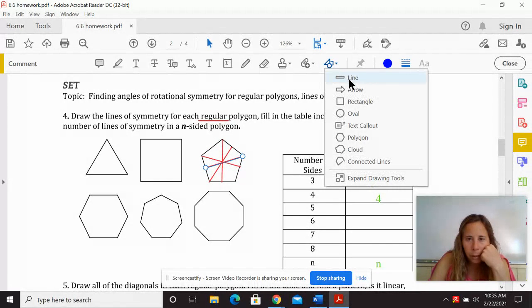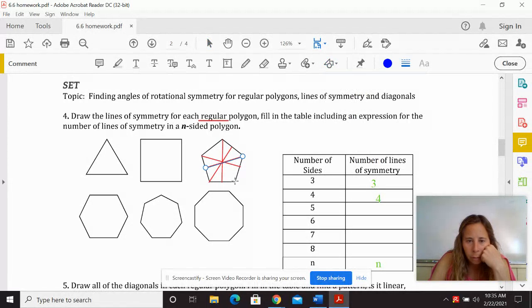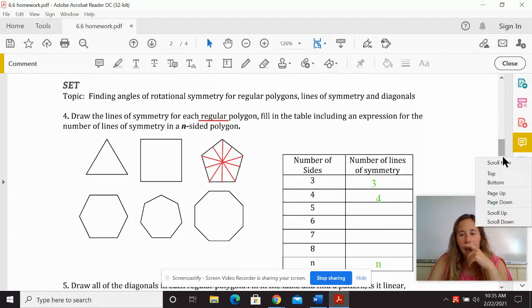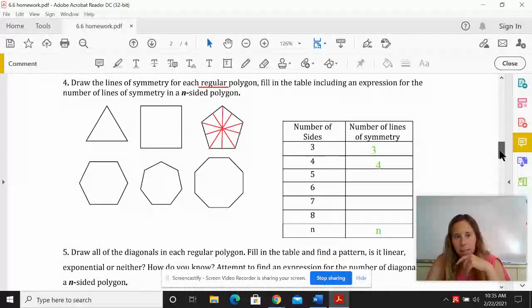And then the last one. Vertex to the opposite side. There. Okay. So there's your pentagon. There are your lines of symmetry. There are 5 of them. Okay. Now, let's try the hexagon.